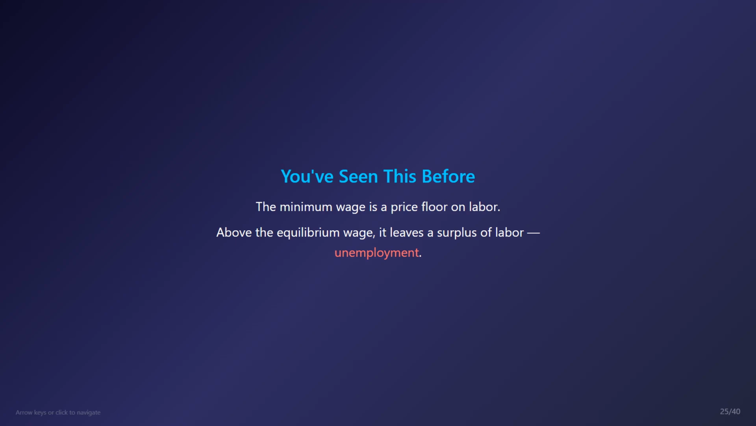And you've actually seen a price floor already. The minimum wage is a price floor on labor. Set above the equilibrium wage, it leaves a surplus of labor, which is unemployment. Same tool, applied to the labor market.